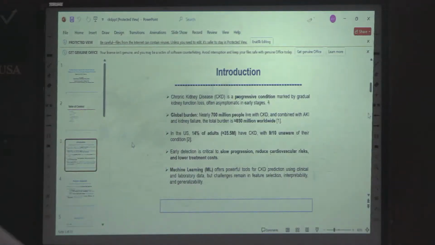So globally about 700 million people have CKD, and if we combine kidney failure, the number is around 850 million. In the US, about 14% of people have CKD, and approximately 90% of people are not aware of chronic kidney disease. So early detection is very important in this disease.